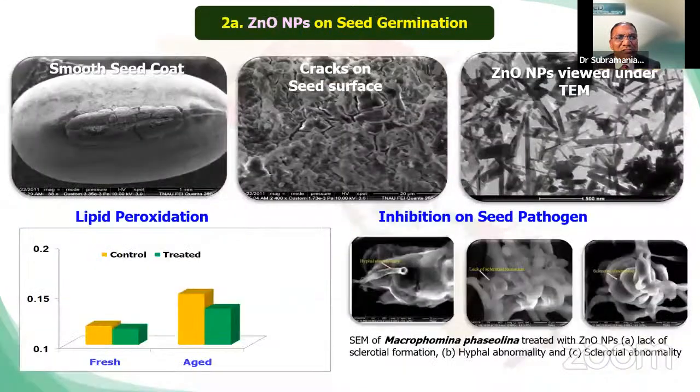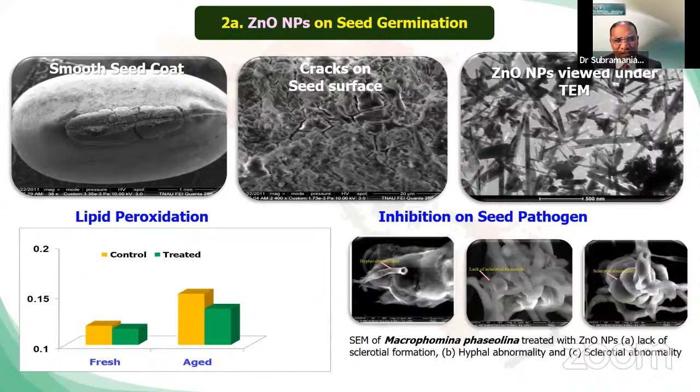Next slide, please. Zinc oxide is a widely used nanoparticle. Only 1 gram per kg is recommended. This is a legume seed, a black gram seed, which looks very smooth to the naked eye. Under the scanning electron microscope, you will see lots of cracks on the surface of the seed, which indicates the poor quality of the seed. Under such a situation, we can treat the seed with zinc oxide at the rate of 1 gram per kg of seed. When you do this, there is a reduction in lipid peroxidation. You could see the fresh lot versus aged seed, where the lipid peroxidation has significantly reduced when the seeds are treated with zinc oxide.